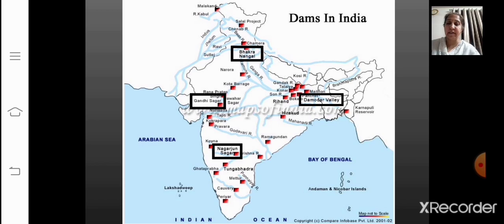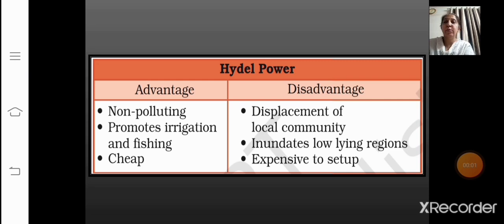Now before completing this, let's go through the advantages and disadvantages of hydel power. Advantages: it's non-polluting, it promotes irrigation and fishing, and it is cheap. Whereas the disadvantages include displacement of local communities, inundation of low-lying regions, and being expensive to set up. The whole setup is very difficult and very expensive. So these are the disadvantages of hydel power.